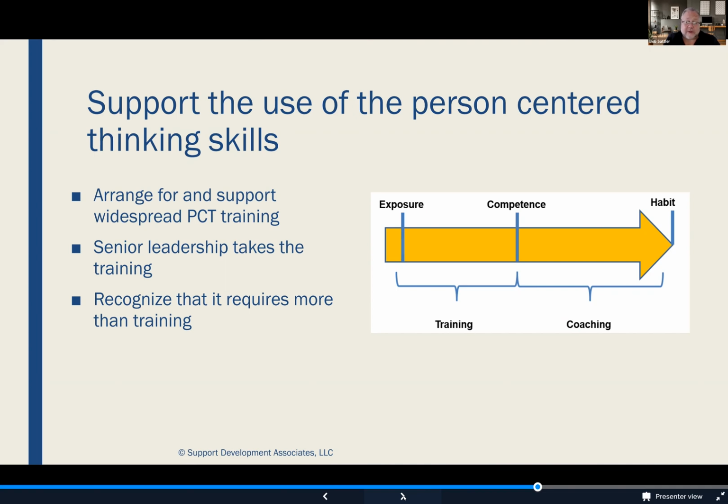And when it becomes habit, it's no longer "we are a person-centered system." It's "we are a system, and this is how we do our work." That's what we want to strive for. And advocates can be very helpful in making that happen.